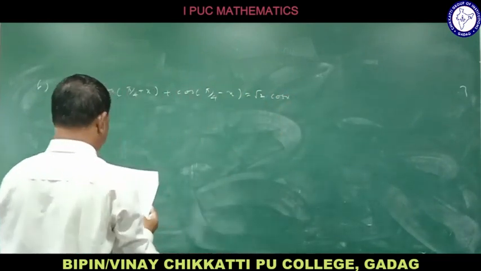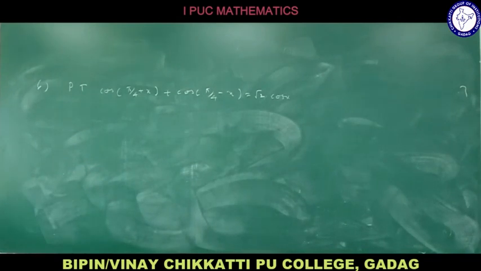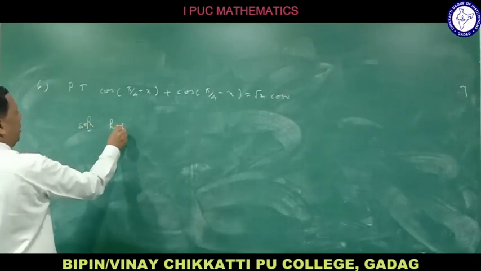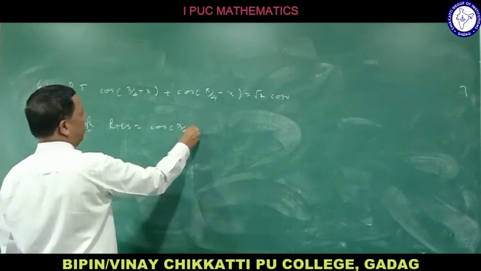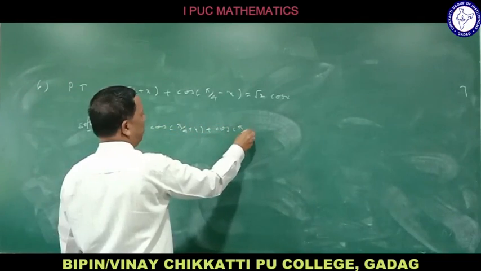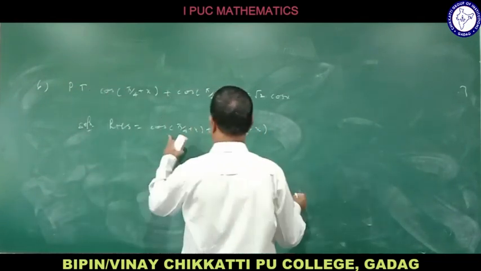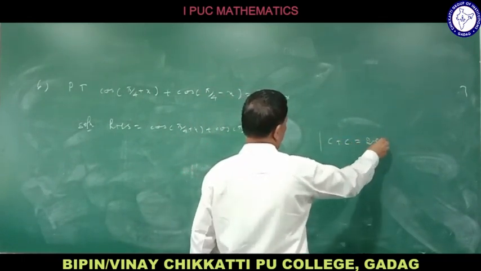So try to understand how the result can be proved. Now using the transformation formula, LHS is cos of pi by 4 plus x plus cos of pi by 4 minus x. The formula I told you, C plus C, what I already told, C plus C is 2 cos formula.